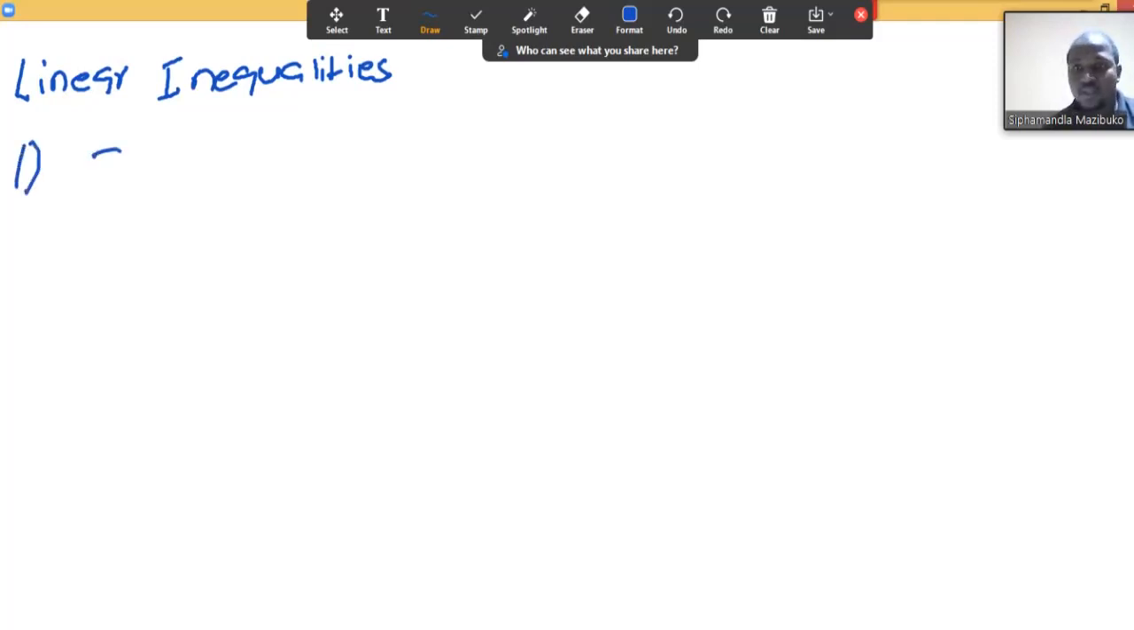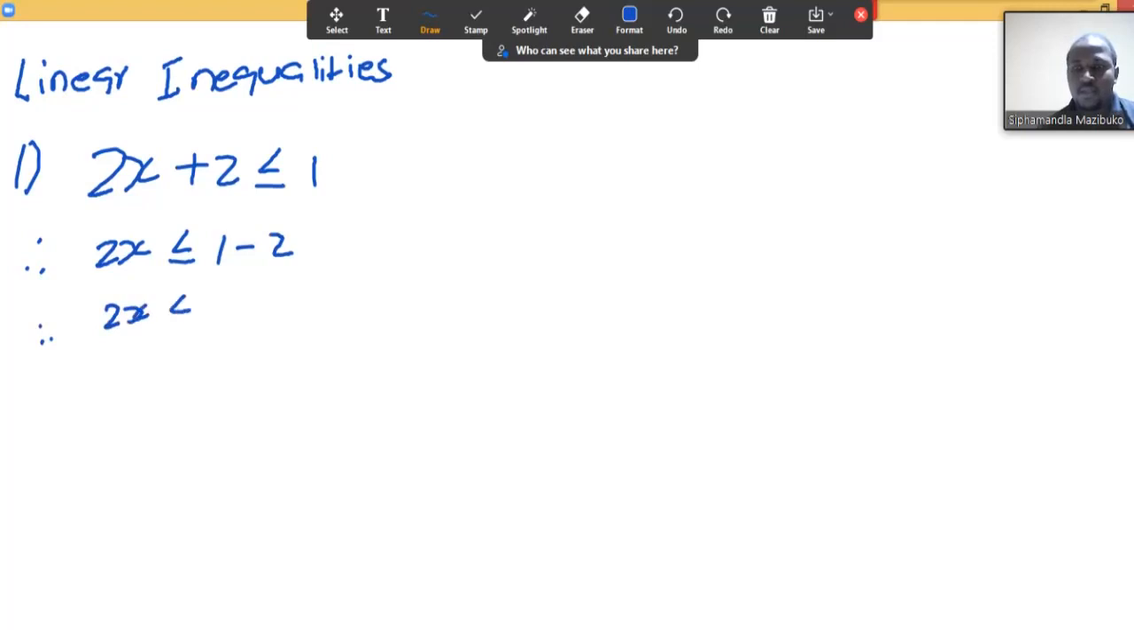So we're looking at 2x plus 2 is less than or equal to 1. This is the same as solving for x. So therefore we can say we have 2x less than or equal to 1 minus 2, that therefore we have 2x less than or equal to minus 1.